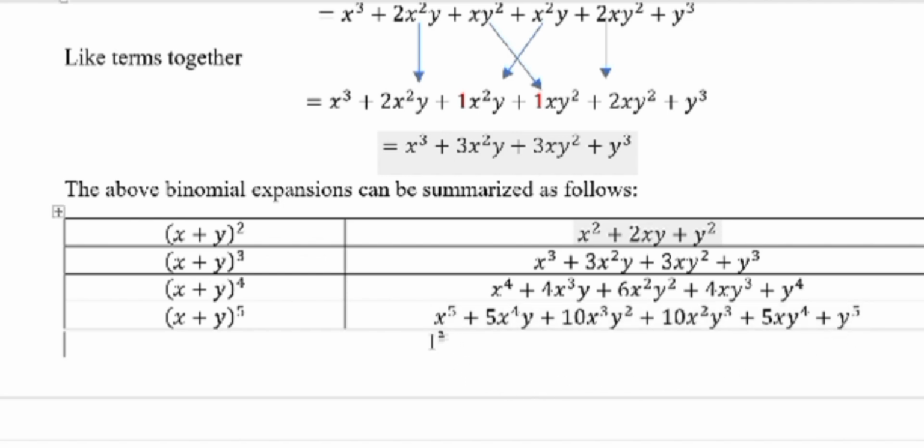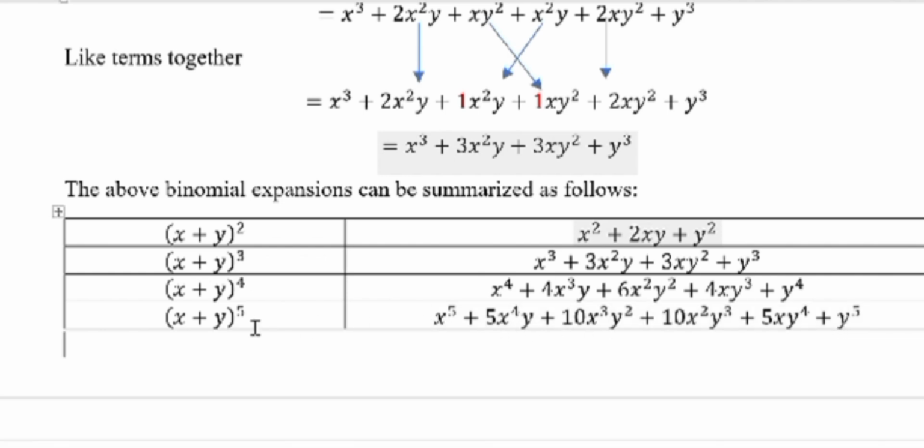Another thing we can learn is that the power of the first term in this binomial starts with a number which is equivalent to the power to which the binomial is raised. Like this one, x raised to power 5. You realize the power of the binomial was power 5. So it starts with that power, and it keeps reducing by 1, because we have here x raised to power 5, x raised to power 4, x raised to power 3, x raised to power 2, x raised to power 1, and absence of x here means it is x raised to power 0, because we know anything raised to power 0 is 1.